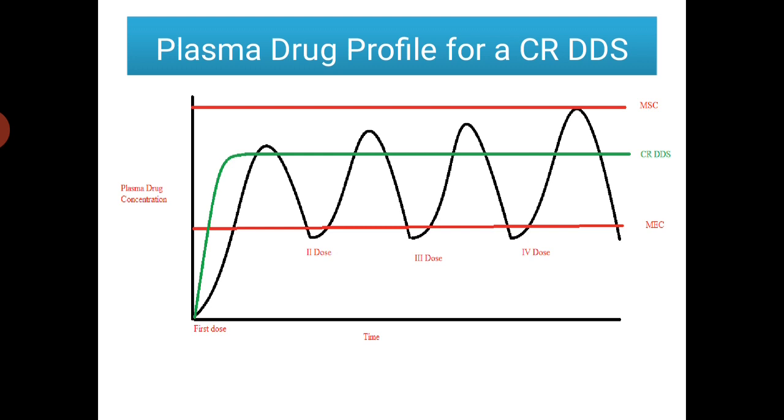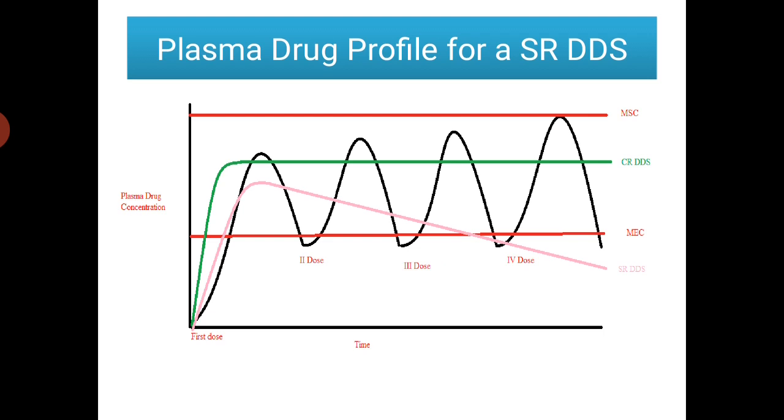Next, let us see how a sustained release formulation differs from a controlled release formulation. Here, this pink line represents the sustained release formulation. From the graphical representation itself, we can see the duration taken by the sustained release formulation is equal to that of the controlled release formulation. That means the sustained release formulation will sustain, or it can also be called a prolonged release formulation. It will prolong the release pattern, but it will not control the rate of the process.